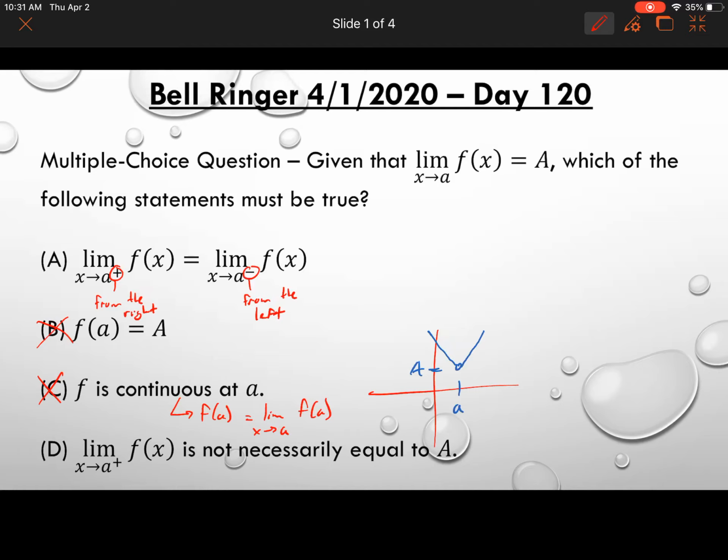Is the limit from the right equal to the limit from the left? Well, at least in this graph, it looks like it's true. So we'll hold off on that one and look at D. The limit of the function as x approaches a from the right is not necessarily equal to A. Well, if you notice, A and D are basically opposites of one another. D is saying that the limit of f of x is not necessarily equal to A, while A, on the other hand, is basically saying that they are equal to A.